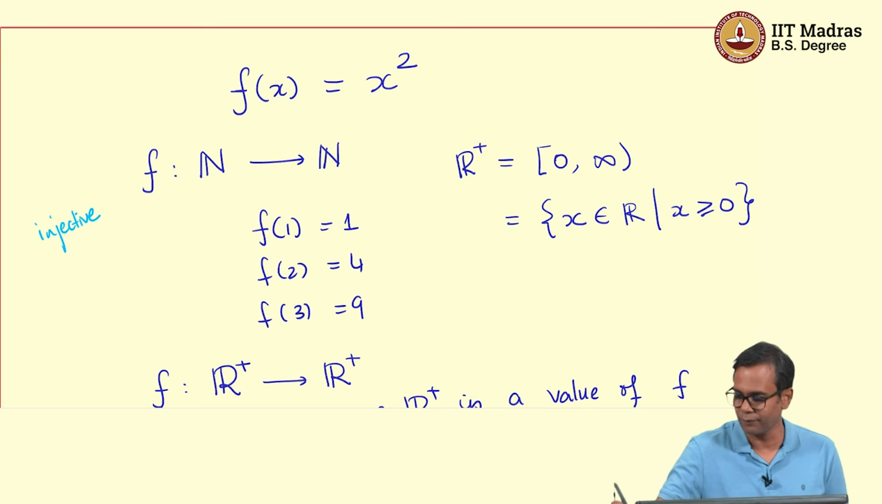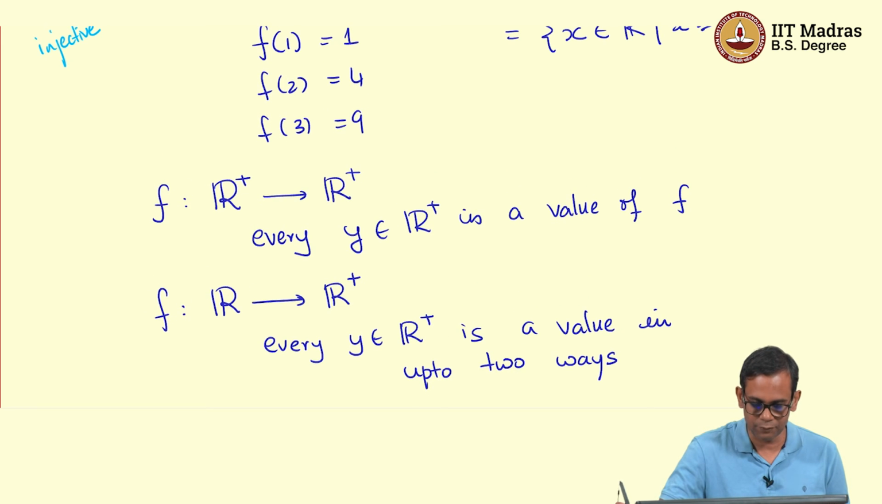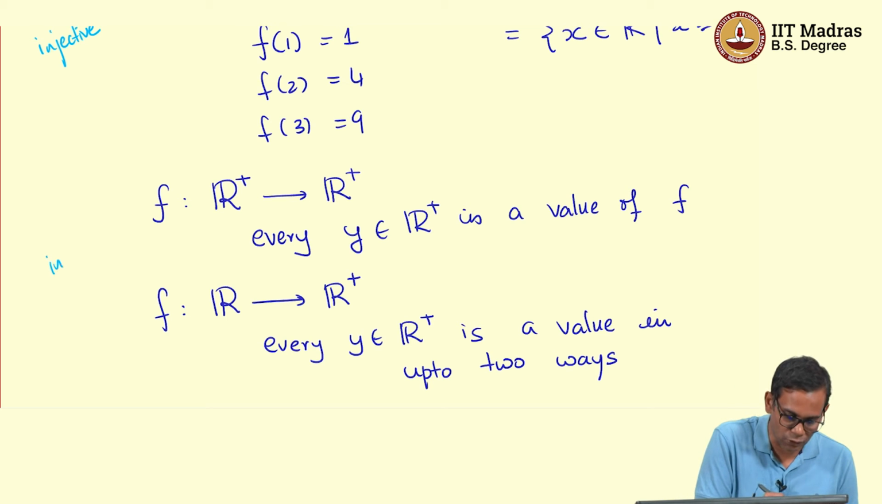What about here? When I look at it as a function from R plus to R plus, well, again if we have distinct positive real numbers, then their squares will be distinct. So, this function is also injective.